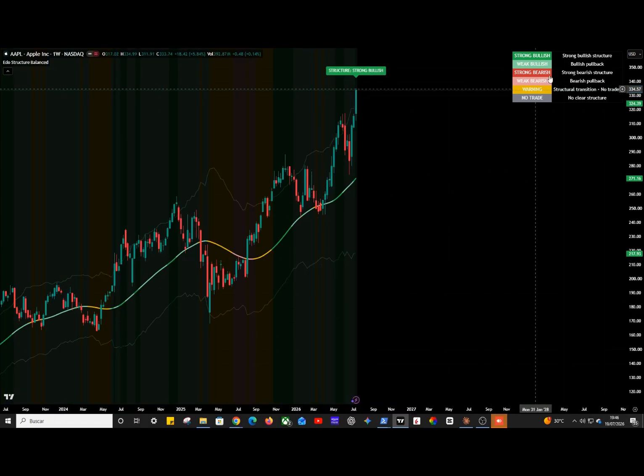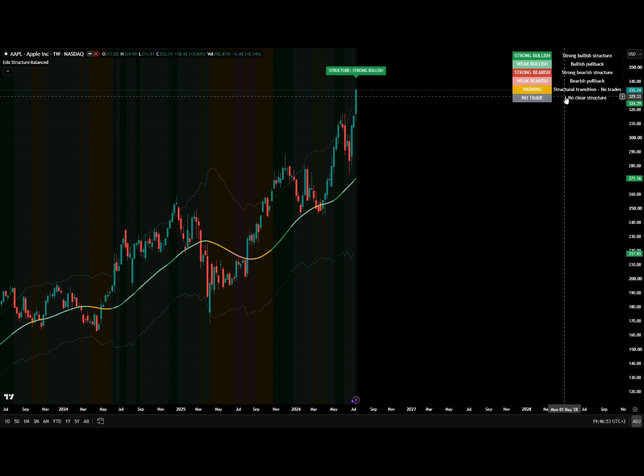Up here, the indicator draws a compact dashboard, a translation key. It lists all 6 states, and what each one means, so you can read any color on the chart at a single glance.